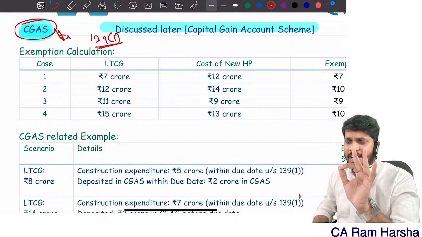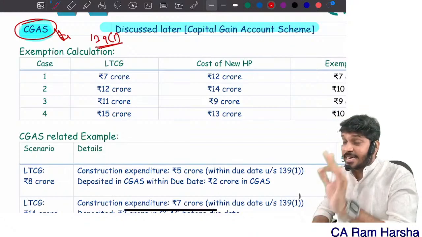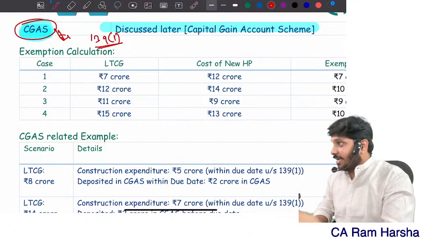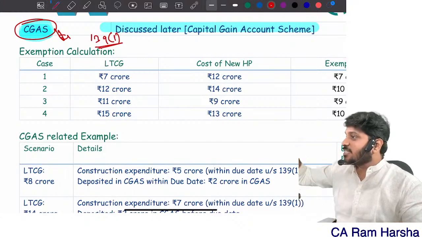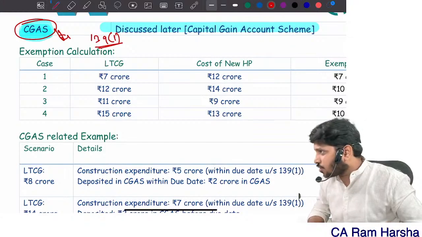Okay, capital gain account scheme is applicable for all sections except 54 EC, because in 54 EC you should invest in bonds within 6 months. That's 54 EC, right?